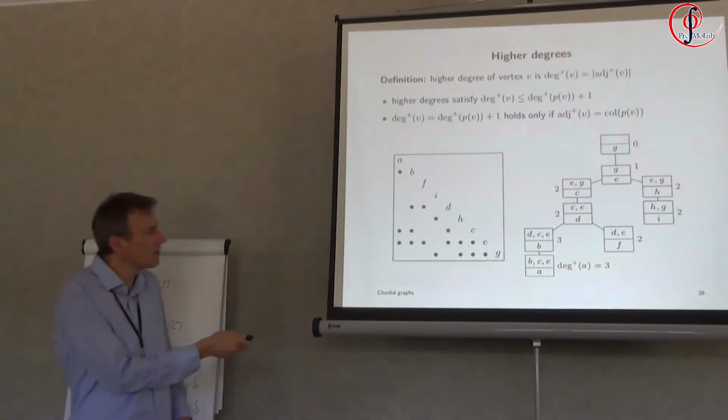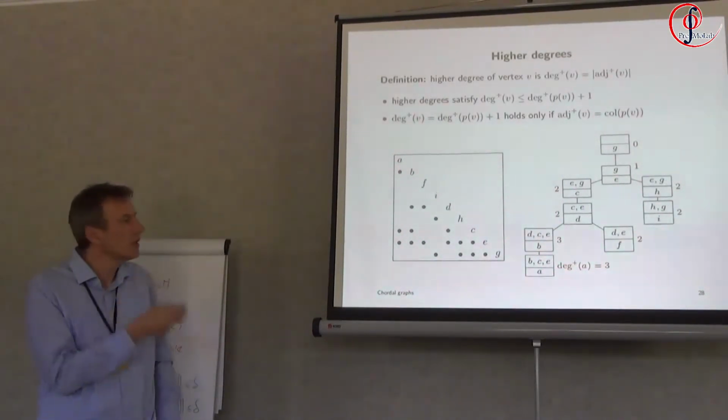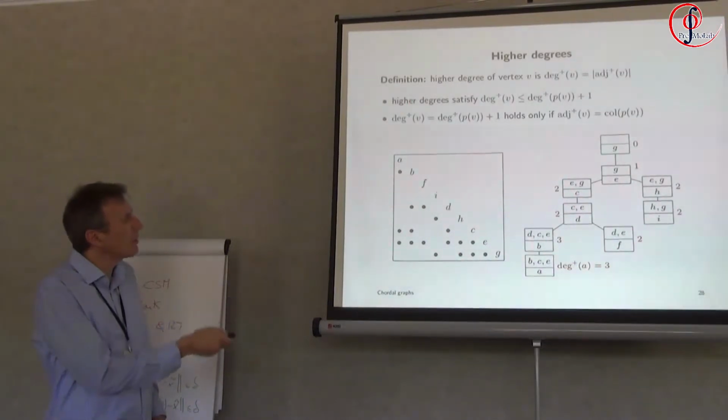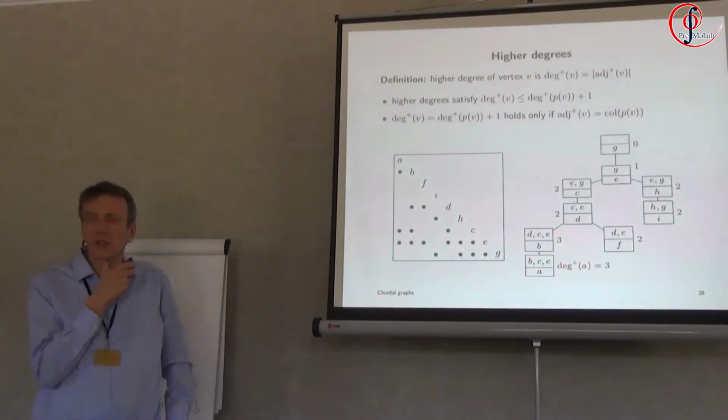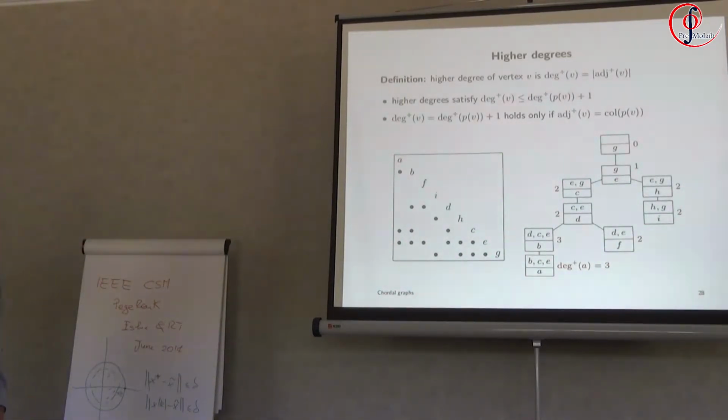For example, for this vertex A, the higher degree is 3. There are 3 elements below the diagonal. And for this one it's also 3, and then 2. So we call this the higher degree of a vertex, the number of vertices in the higher neighborhood. And they satisfy a simple inequality that again follows from monotone transitivity.